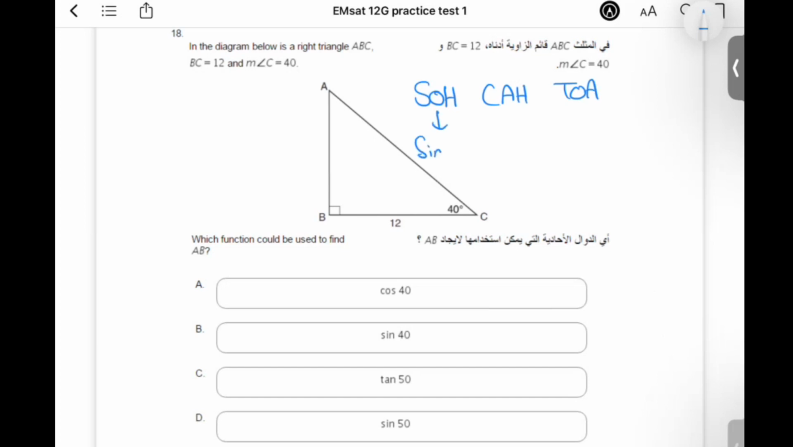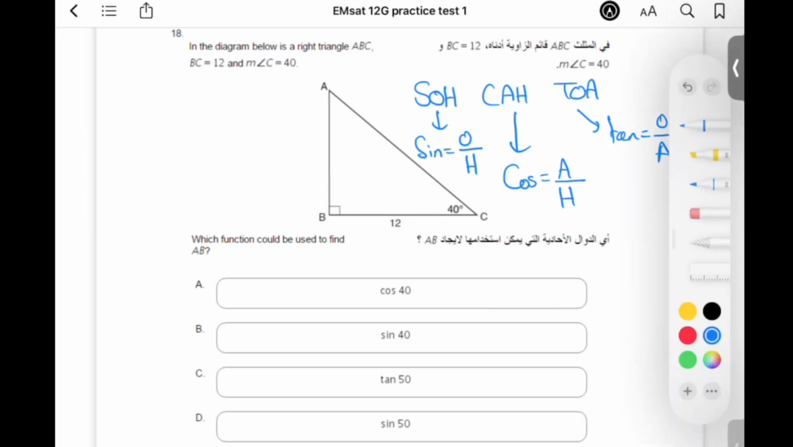So it means sine equals opposite over hypotenuse. CAH, it means cosine equals adjacent over hypotenuse. TOA, it means tan, and it is opposite over adjacent. Okay, let's go to the question to classify the H, O, and A.